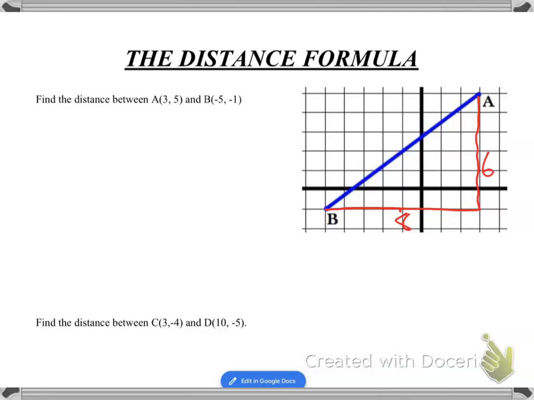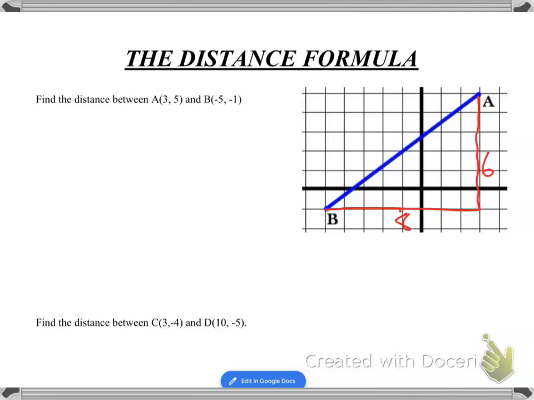Can I count the distance from A to B, though? No, because this one is at an angle. And what about this little bitty piece right there? How would you count that? So you can't just count it. But if you have a right triangle and you're just missing one side, we can use something that we've used before. We don't have to learn anything new for this.